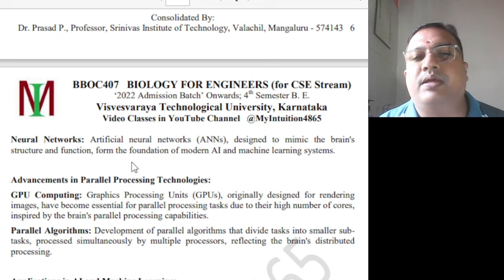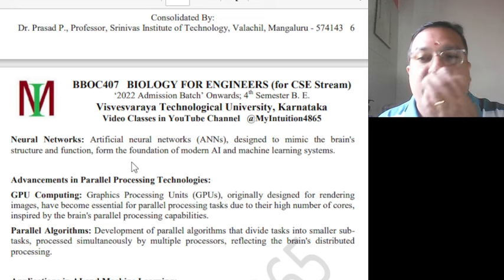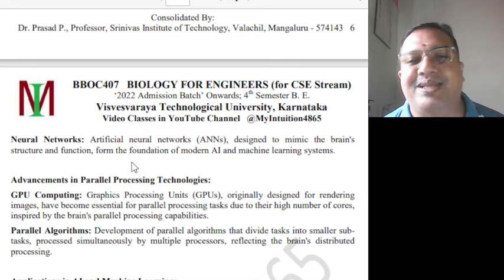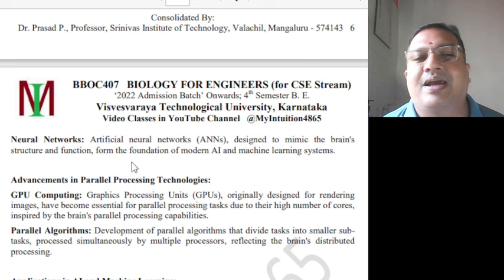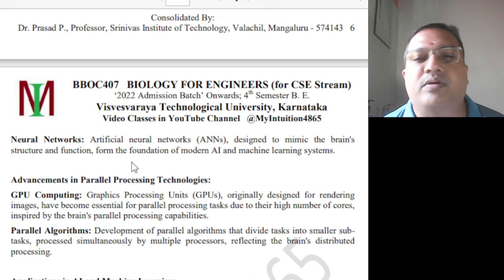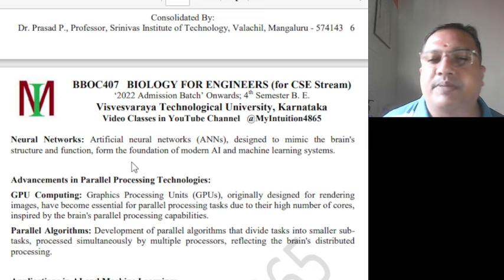Then neural networks, the artificial neural networks (ANNs), are designed to mimic the brain's structure and function, and form the foundation of modern AI. Modern AI exists because of our brain only. Comparing the brain, AI is used, and the machine learning concepts are also built by comparing to that of the brain only.